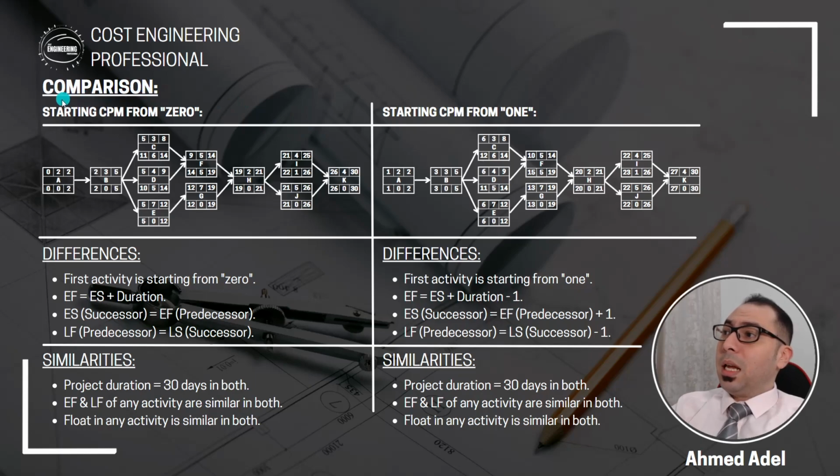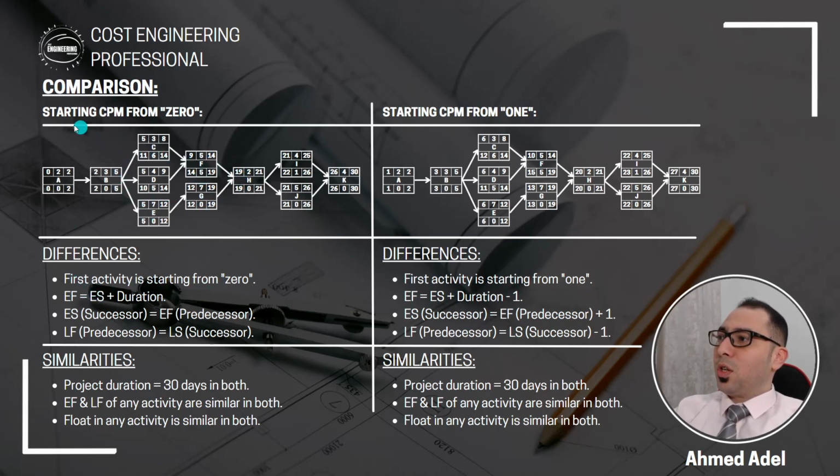Okay, so let's get now into the comparison. Here, I am starting the CPM from 0, as you can see. And here I am starting it from 1. The same exact 2 examples that we did together just a few minutes ago. So here I am starting from 0, and here I am starting from 1. So first of all, let's talk about the differences between both methods.